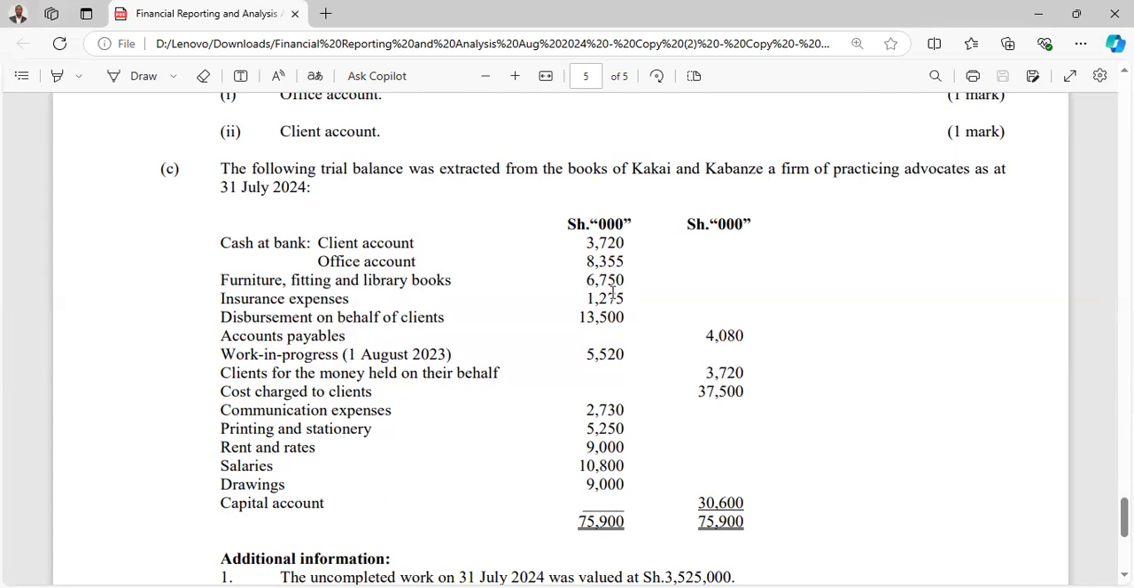Disbursements on behalf of the client, I say this is an asset to the firm, a current asset, because a payment made on behalf of the client, the client would pay the firm. Accounts payable is a liability. Work in progress as at the start of the year, 1st August 2023, because our financial year was ending 31st July 2024. Grants for the money held on their behalf. Cost charged to clients, communication expenses, printing and stationery, rent and rates, salaries, drawings, capital accounts.